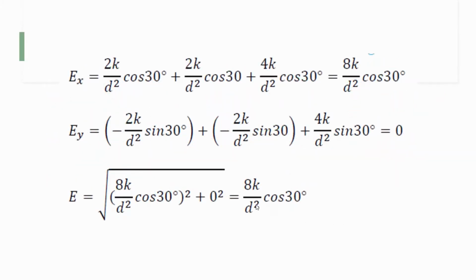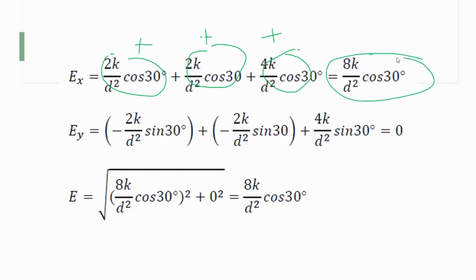Then, kunin mo naman yung net force. Ay, net electric field pala, sorry. So, start muna tayo sa X. Alam natin na from the E1, dahil yon ay repel, mag-move siya to the west. So, positive to. Mag-move din to sa right, so positive yan. Mag-move din to sa right, so positive yan. I-add mo na lang yan dire-diretso, lalabas 8k over d squared cosine 30.